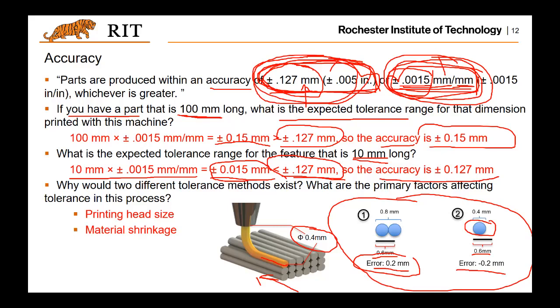And that's the source of this error. So now you get it? Any question regarding this part? Okay, good. So just keep in mind, the error of FDM comes from two aspects: printing head size or nozzle size, and material shrinkage. And you need to use the two numbers to compute your accuracy or error when you have a specific question. And that will make a difference. All right.